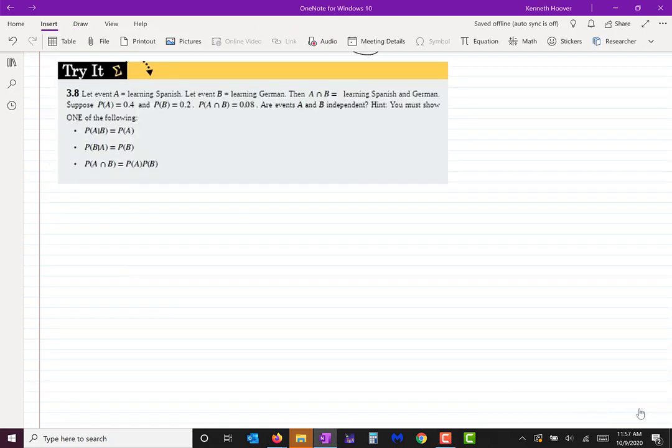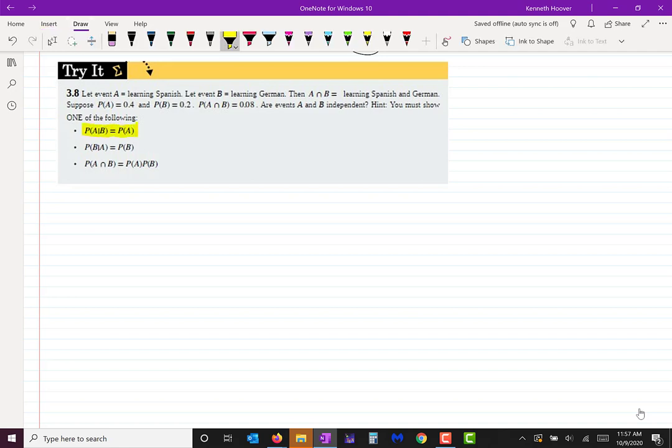Okay, next example. Let A be the event of learning Spanish and B is the event of learning German. Then A intersect B is the event of learning Spanish and German. Suppose the probability of learning Spanish is 0.4. The probability of learning German is 0.2, and the probability of learning both is 0.08. Are the events independent? And then they give us a hint. If they are independent, then that means this would happen. But another way of saying that would be this.